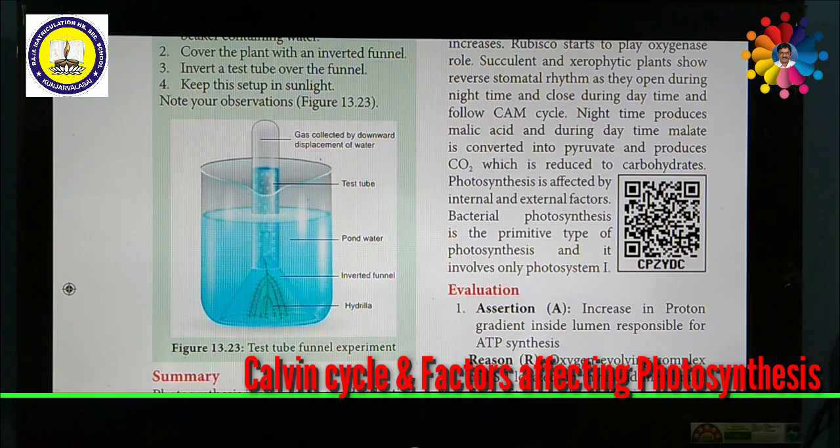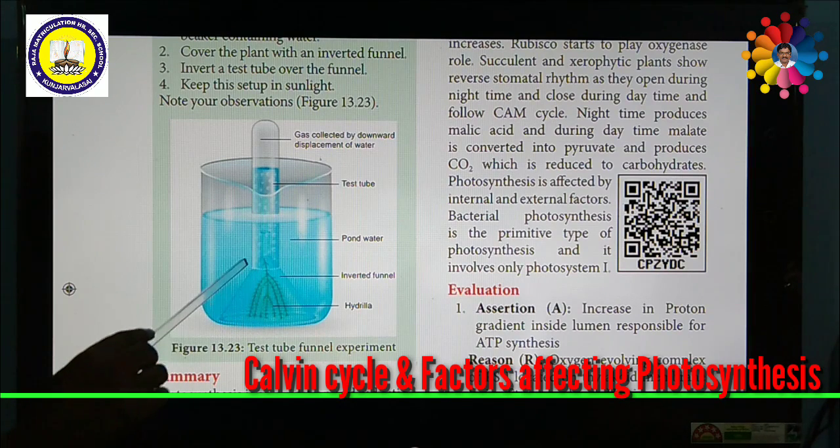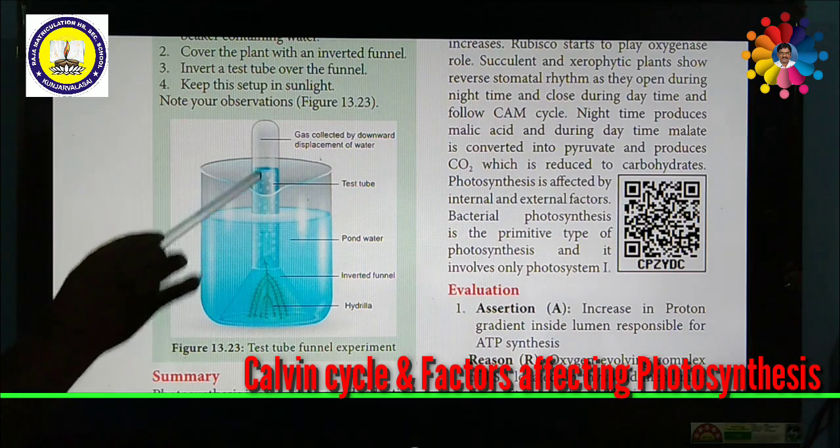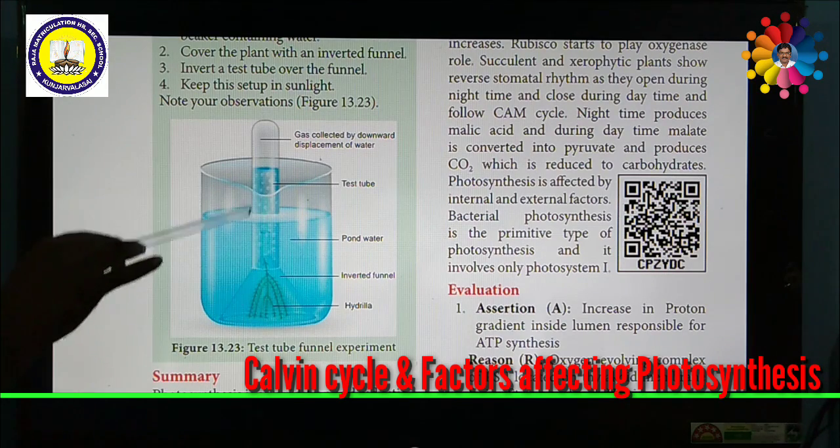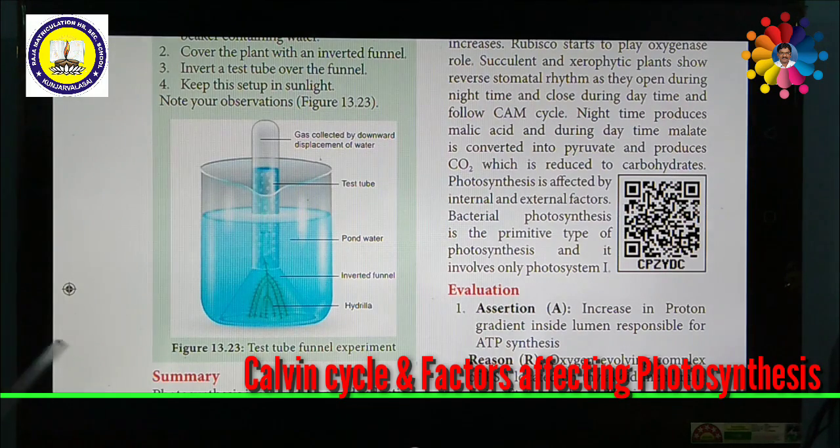So this is Hydrilla twigs. These are kept in a glass funnel in an inverted position. Then a test tube is filled with water and inverted over the stem of the funnel. That should be kept in a beaker containing water, and kept in sunlight for a few hours. Then we can identify how the oxygen is evolved during photosynthesis.